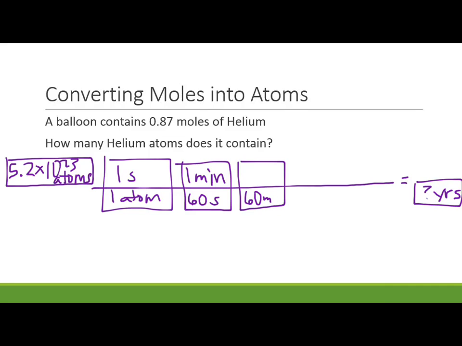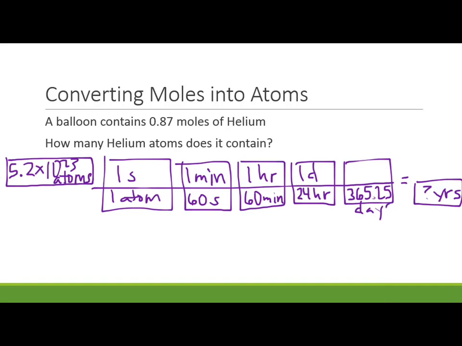So 60 minutes is 1 hour, right? Oh, sorry, back that up. 24 hours is 1 day, and 365.25 for counting leap days. Days is equal to 1 year, right? Double check that everything cancels. Atoms cancels atoms, seconds cancel seconds, minutes minutes, hours hours, days days, years years. All right, so everything cancels.